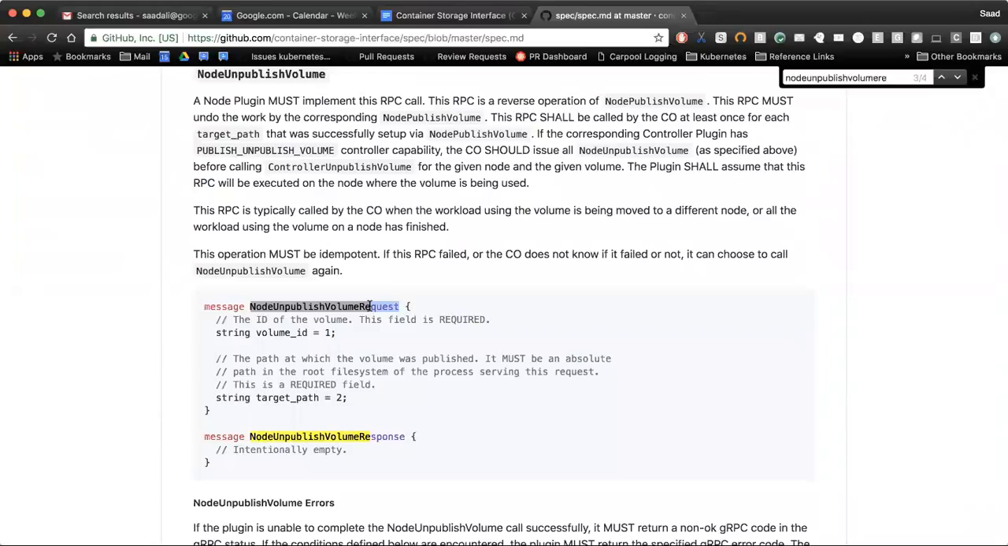If we have a controller publish error, we use controller unpublish to recover. If it's for stage, we use node unstage to recover. For node publish and node unpublish, we use node unpublish to recover. So these are the only guarantees that I can assume to be called safely, and the plugin should behave properly to recover. And if credentials are involved, the recovery will be more complicated.